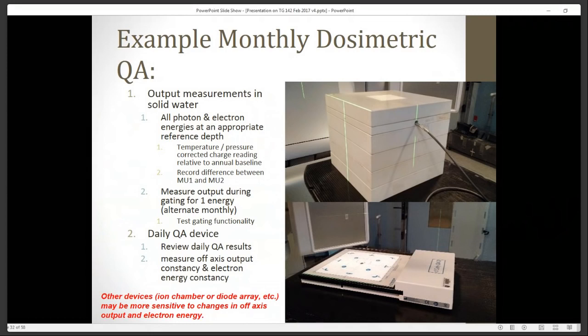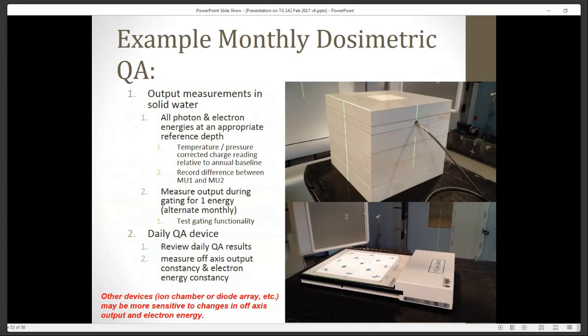And at some appropriate depth that is set at baseline. And then also measure output during gating for one energy. And that can be alternated monthly perhaps, where you just gate and you get the integrated dose or integrated charge and compare that to what you got without gating.